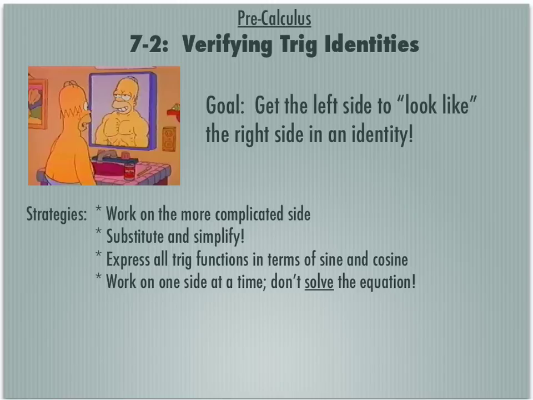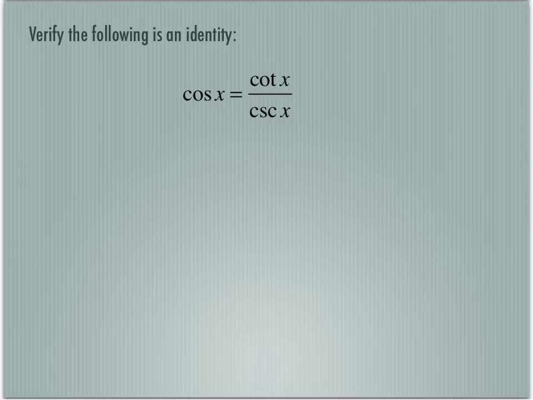Let's actually tackle a couple of examples here. So here's our first one. We are going to try to verify that this is an identity. And again, we're not trying to solve anything. All we're trying to show is that this right side looks like the left side. So we're going to heed one of our other strategies, which was to work on the more complicated side. Clearly that's the right side here.